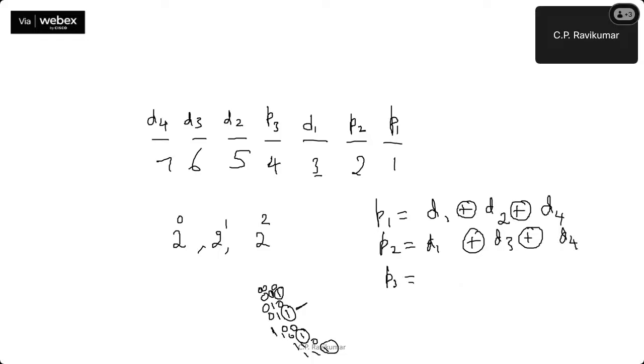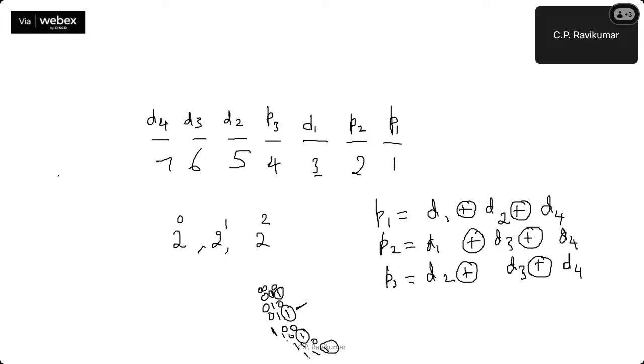So wherever it is 1, like 5, 6, and 7. Okay, 5 is D2, and 6 is D3, and 7 is D4. Okay.